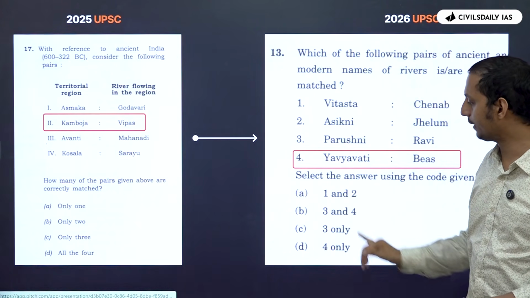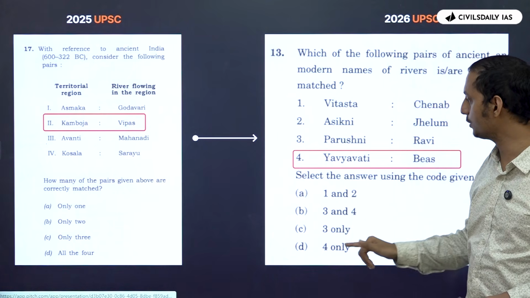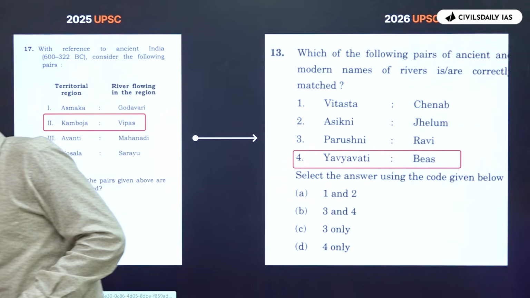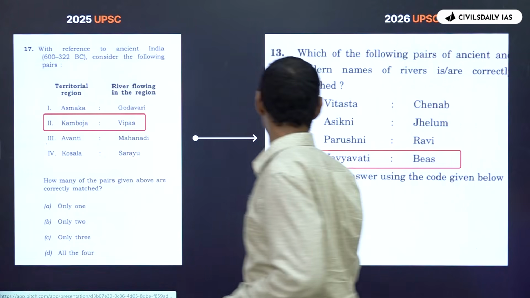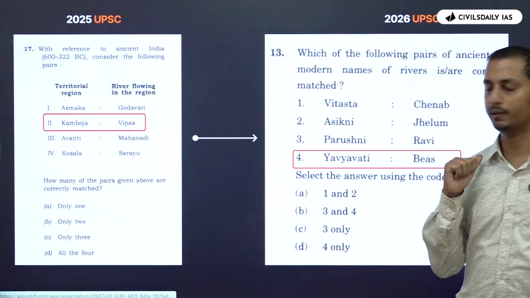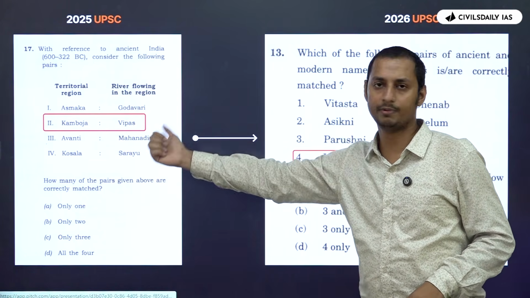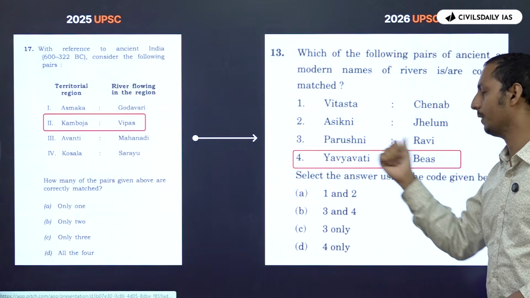So if 4 is incorrect, then the answer will be either 1 and 2 or 3 only. And Parishni, you know that it's Ravi, right? So therefore here, the answer will be 3 only. So it's directly taken from the previous year PYQ, Cambodia Vibhas, the same thing has been provided, Yavyavadi Bias.